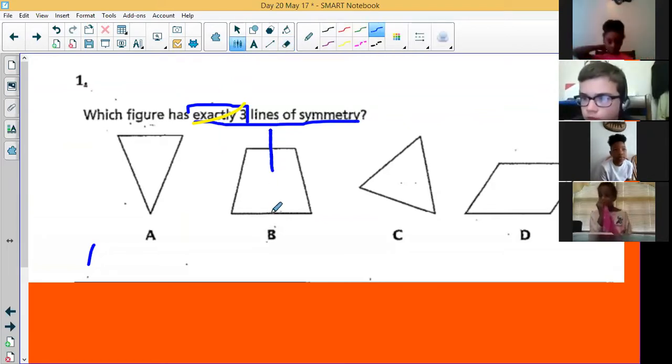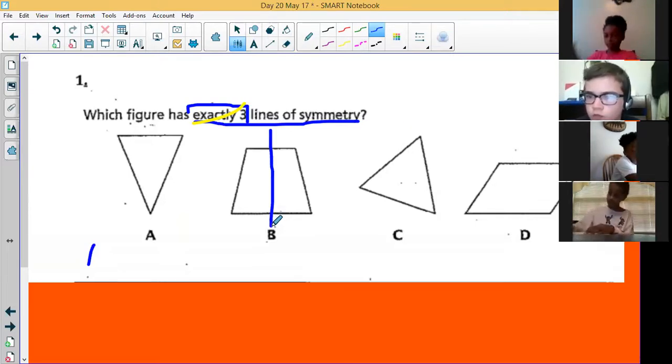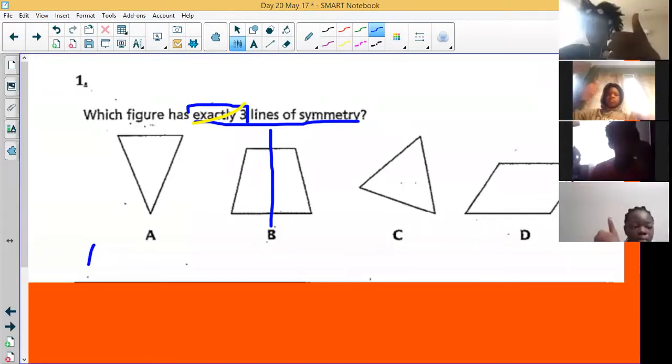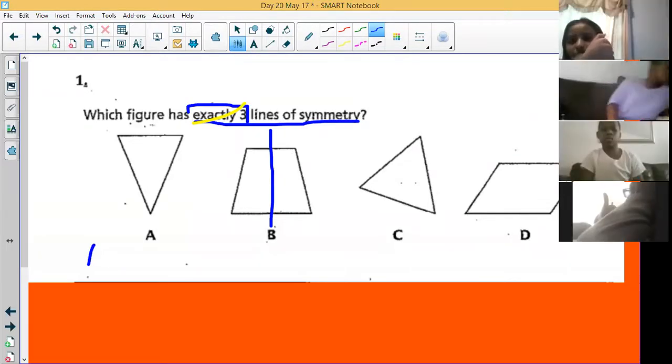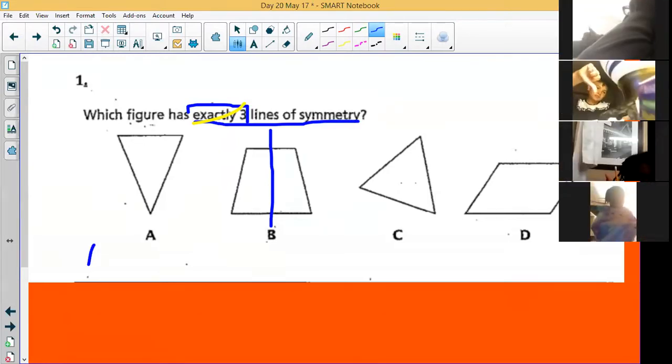Draw a line down the middle. Thumbs up if you think it's symmetrical. Do both sides look alike? If I folded that, would they fall just like they are? Let me see your thumbs, up or down. Okay, good job. Most of you have it up.